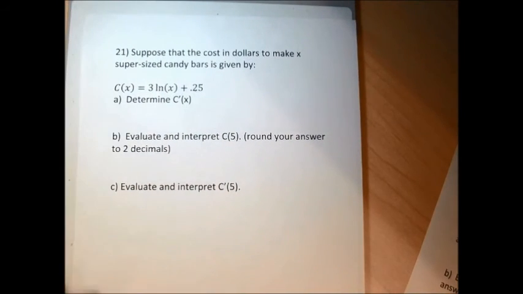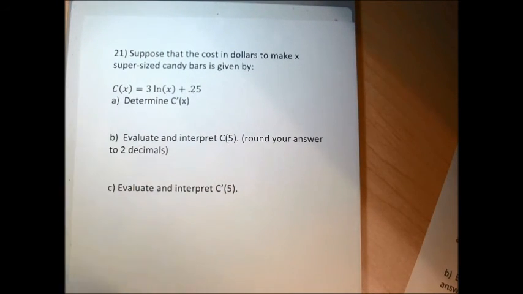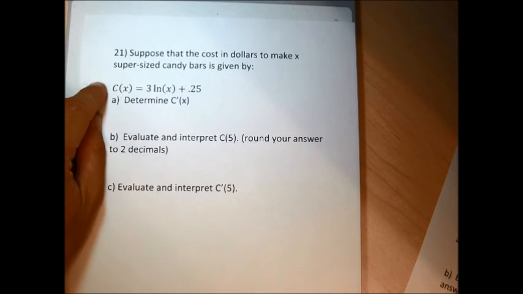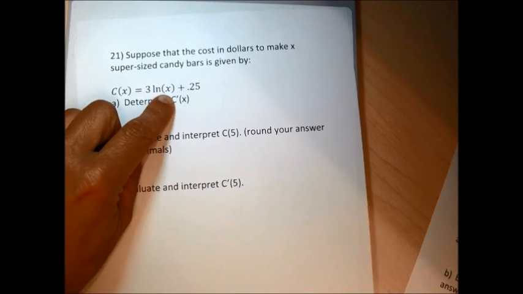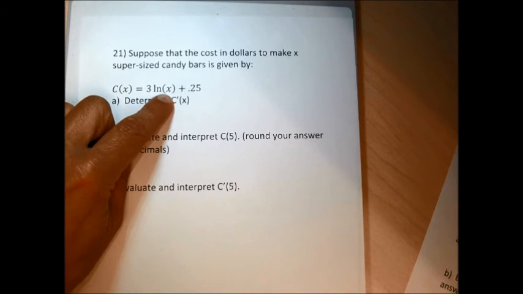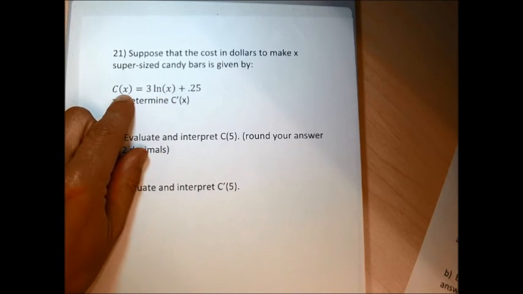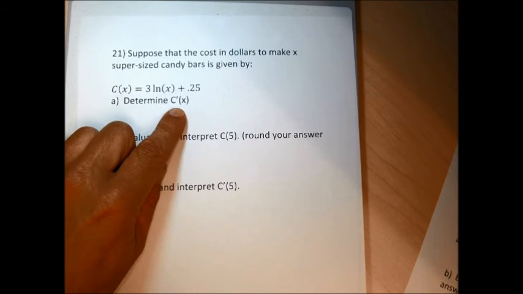So 21 gives me, suppose that the cost in dollars to make x supersized candy bars is given by the formula. So this is a cost formula. The x represents the number of candy bars. C of x represents the cost of making that many candy bars. Part A wants me to find the derivative of a cost function, which is a marginal cost function, which will give me an ability to find the cost of producing the next candy bar.